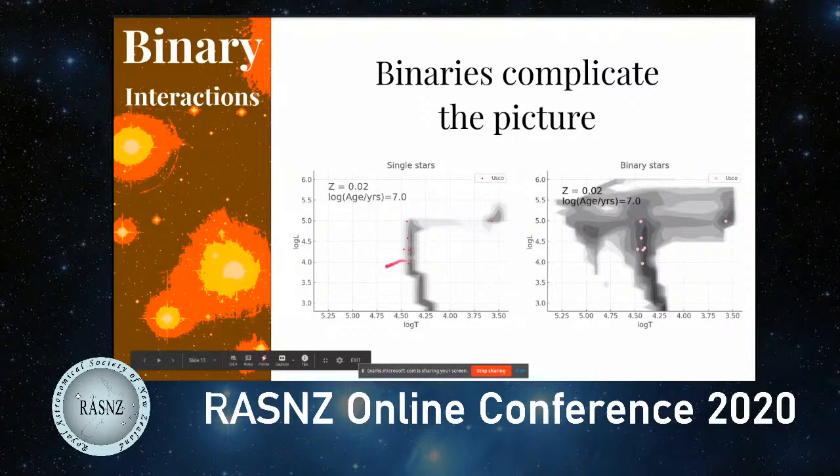Here we have an actual cluster. Someone's not muted. Can we make sure that everyone's muted? I can hear ruffling of papers and stuff.